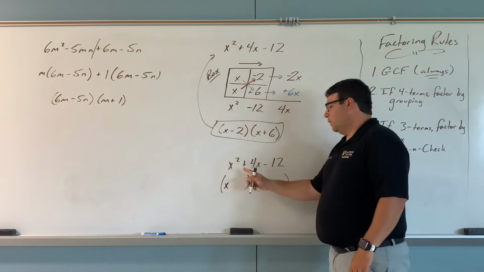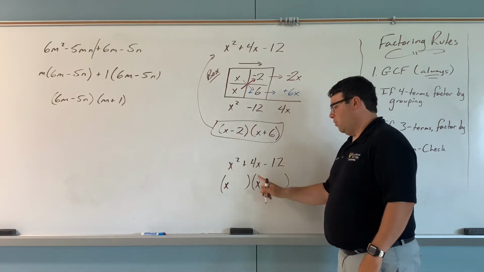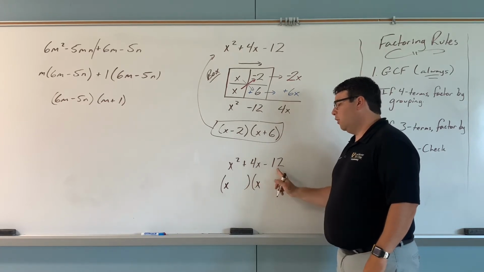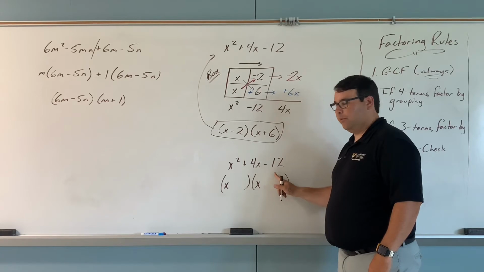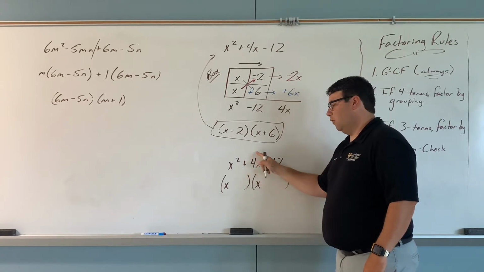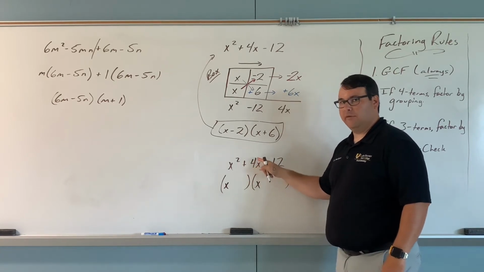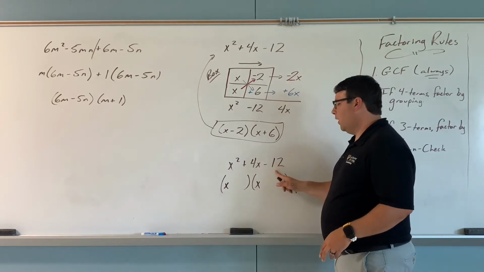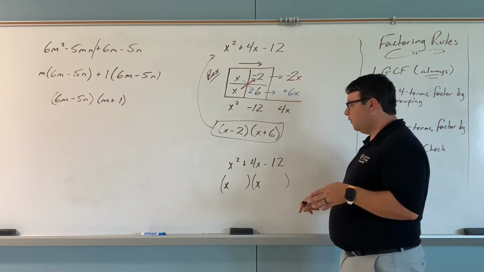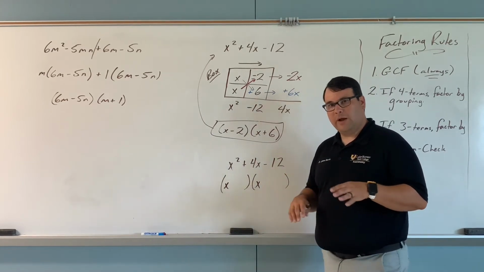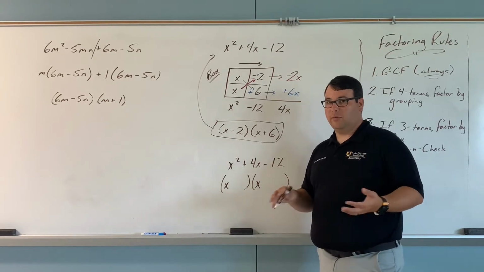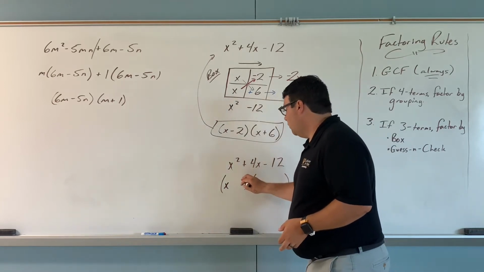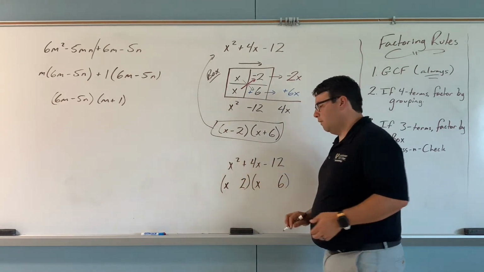Now, the last value comes from the last values of the binomials. So this term is also obtained through multiplication. This term is not obtained through multiplication per se. This term is actually a combination of two different terms. But let's go ahead and look at 12. You have a couple different options: 1 times 12, 2 times 6, 3 times 4. We just solved this problem, so we know it's 2 times 6. So we're going to use 2 and 6.